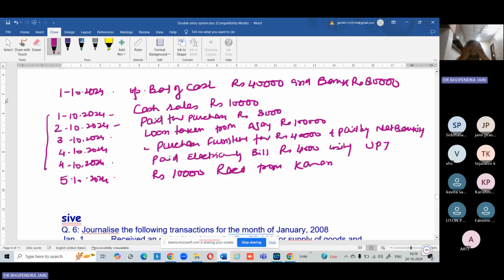The opening balance of cash is 40,000 and the opening balance of bank is rupees 80,000. And this balance we are taking directly from the last month, as on the 30th September 2024. This was the closing balance on 30th September 2024 and this is the opening balance of 1st of October 2024. What will you write, beta?